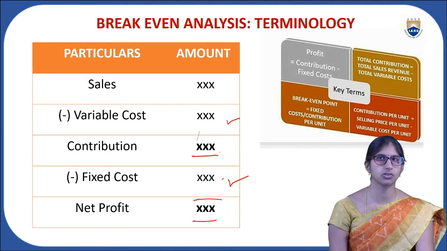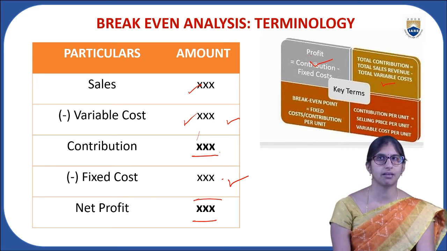Contribution minus fixed cost is profit, right? So the first one is done. Now what is the total contribution in another sense? Total sales minus total variable cost gives us the total contribution. So done with this. And now what is the break-even point?